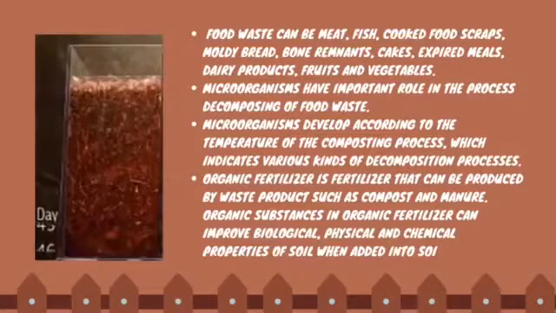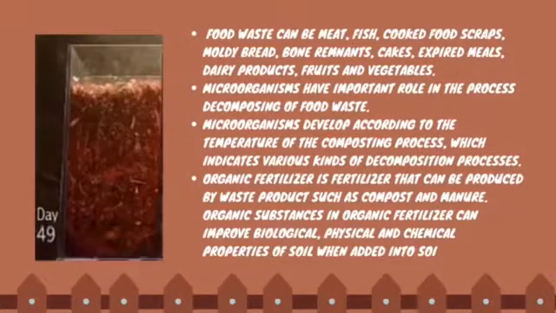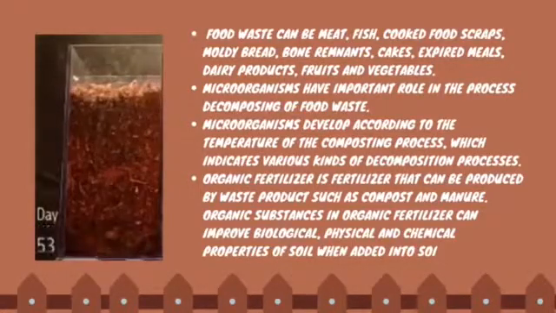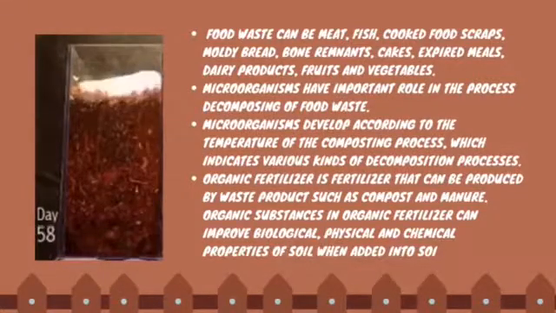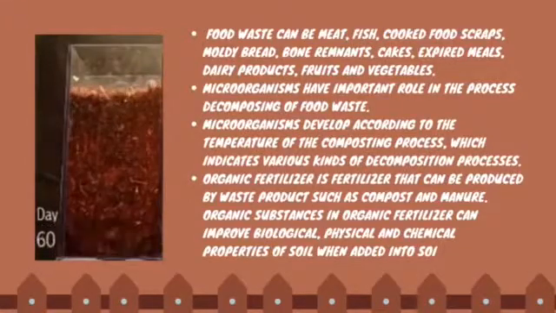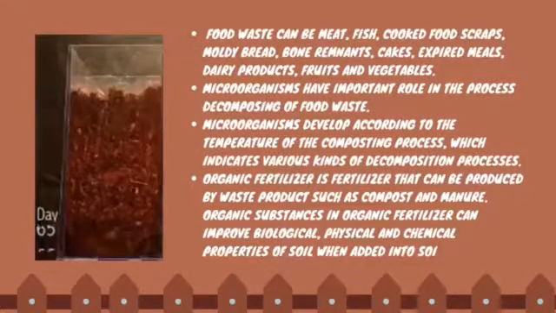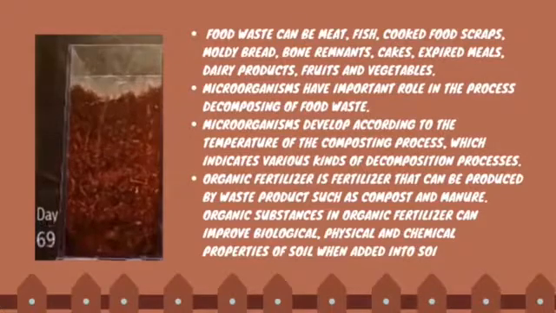Various types of microorganisms jointly decompose food waste. Microorganisms develop according to the temperature of the decomposing process, which indicates various kinds of decomposition processes. A food processing site needs to add microorganisms from outside. Based on previous research, the use of mature and stable compost can be used as a source of microorganisms to accelerate the decomposition process.